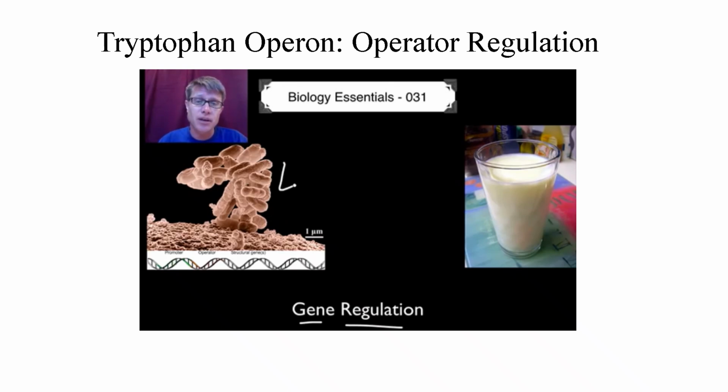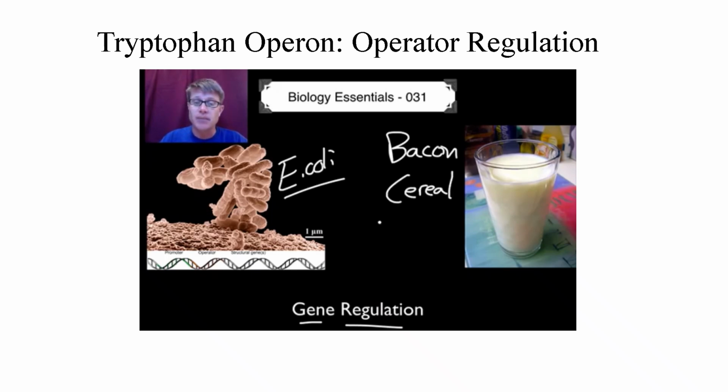And I wanted to start with an organism that lives in our intestine called E. coli. E. coli is interesting in that it eats whatever we eat. And so if I eat bacon for breakfast, it has to break down the proteins and the lipids in the bacon. If I have cereal, it has to break down the carbohydrates. If I have milk, it has to break down the lactose.